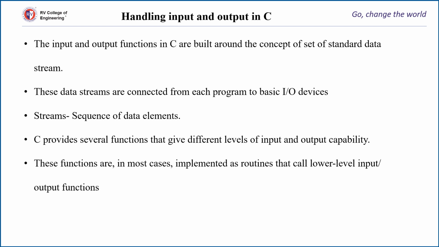Now there are three data streams. They are standard input, standard output and standard error. Also, C provides several functions that give different levels of input and output capability. These functions are implemented as routines, right? They call lower level input and output functions.